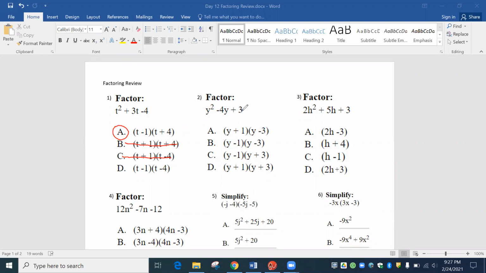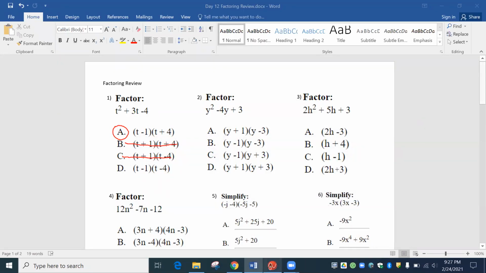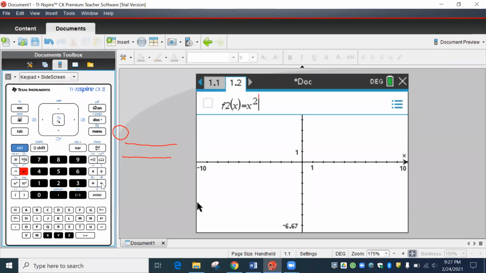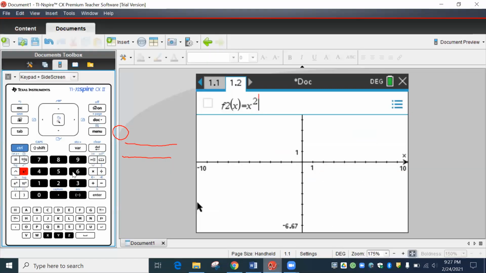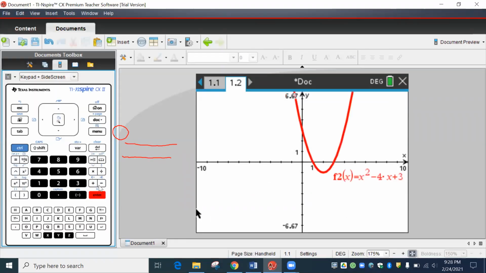All right, number 2. So once again, there's no equal sign. And so we're going to type this in. So let's go type this in. All right, so we'll start a brand new one. And so we have x squared, forgot what it was, minus 4x. I think it said +3. Yeah. All right, so we're going to hit enter.